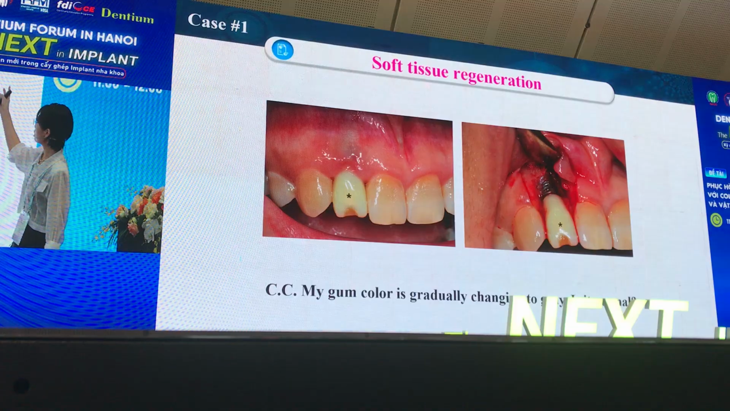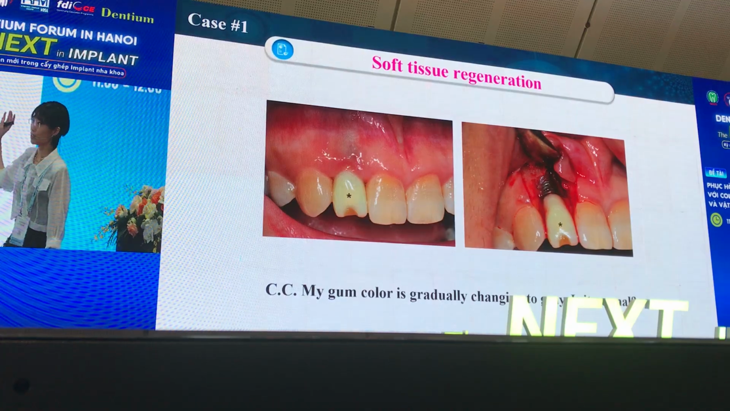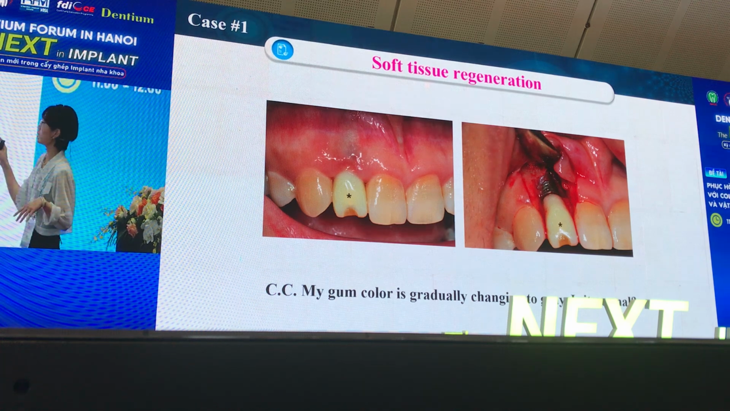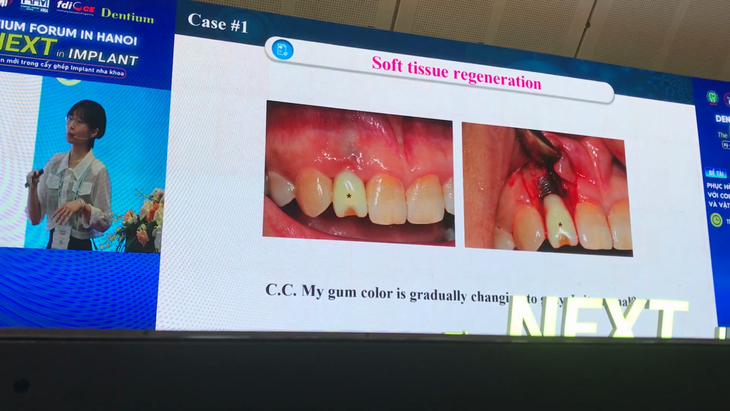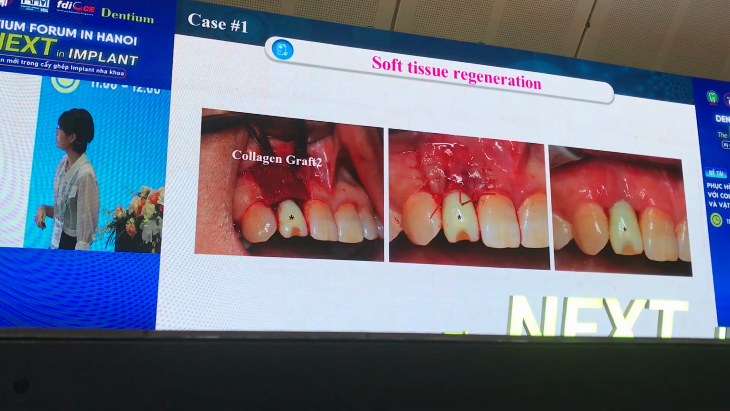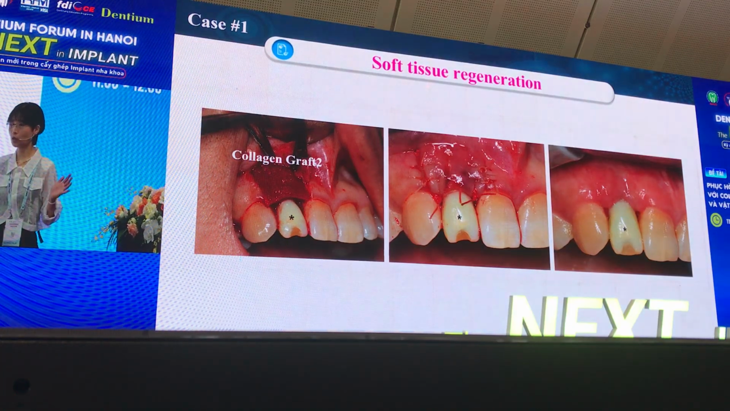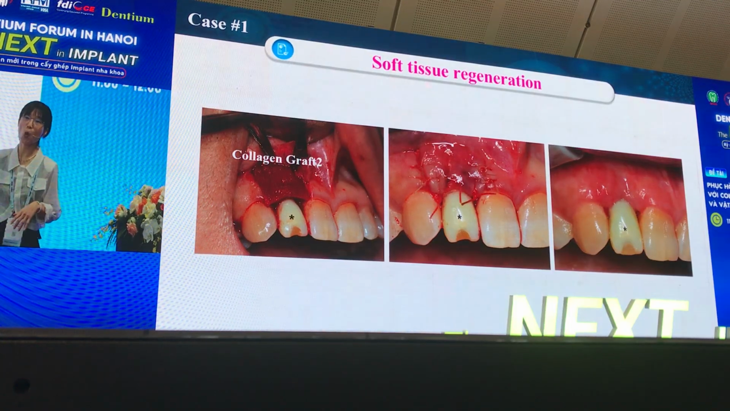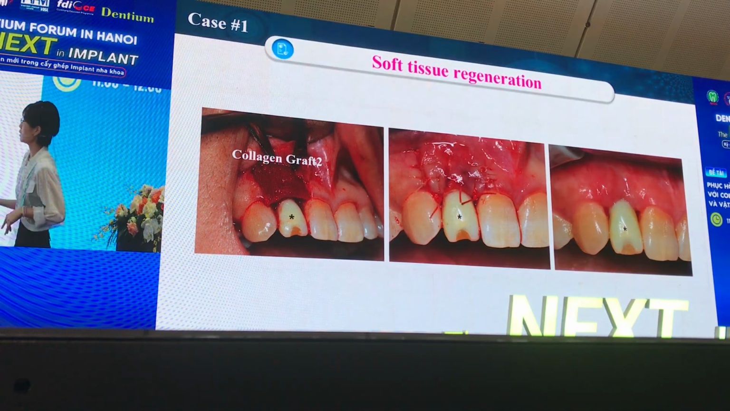So when I opened the flap, I clearly saw the implant fixture exposure and there's no buccal bone. And also the crestal part is towards the buccal side. So there's very low potential to regenerate bone. So I tend to apply just the soft tissue graft. I think just soft tissue augmentation is fine because the patient just needs to improve the esthetic point. So I tried soft tissue augmentation using the collagen graft.